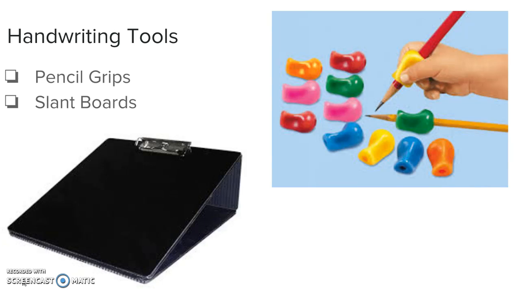The next type of assistive technology for writing are handwriting tools. Handwriting tools can either be pencil grips or slant boards. Pencil grips help students hold a writing utensil properly to strengthen their writing skills, and they also have a more comfortable grip for students who struggle with the physical task of writing. Slant boards allow students more leverage to write in a neater fashion.